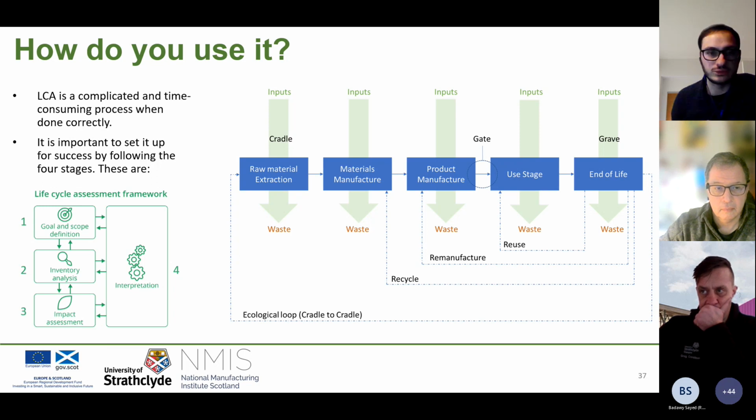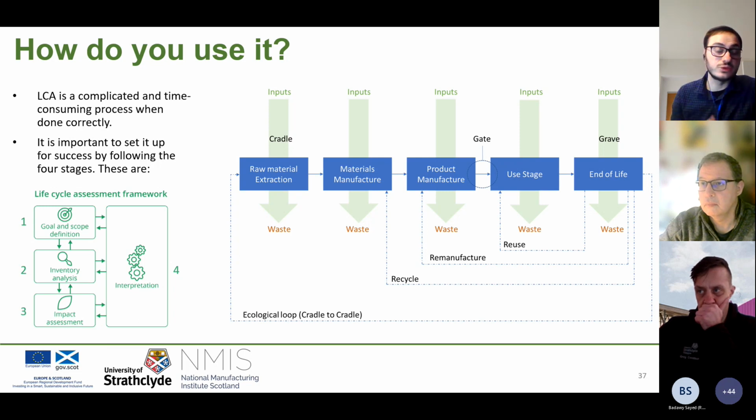And there are multiple approaches, starting from the raw material extraction, cradle, and we can go all the way through to gate, where we take into consideration the materials manufacturing the product. Cradle to gate is when the product leaves the premises of our industry. Then if we take into consideration the usage stage and the end of life, we're talking about a cradle to grave approach. And if we somehow manage for all our materials to be fed back and become the raw materials for the generation of a new product, we have a full ecological loop, or cradle to cradle, as we call it.